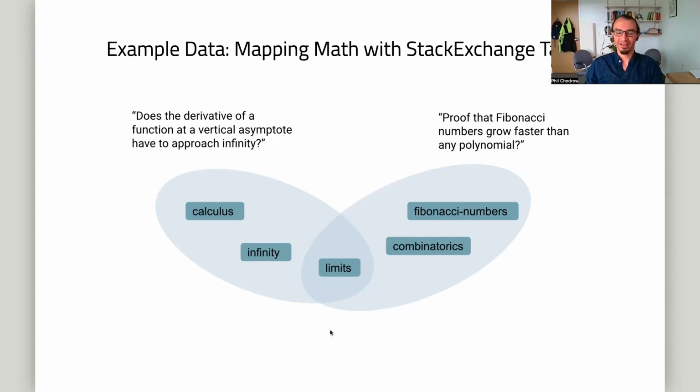So here's an example. Questions on Math Stack Exchange are not always posed in a very mathematically precise way, so I'm trying to replicate that. Maybe here's one question: does the derivative of a function at a vertical asymptote have to approach infinity? That's a question that involves calculus, infinity, and limits. On the other hand, we might have a question: proof that Fibonacci numbers grow faster than any polynomial. That might have the tags Fibonacci numbers, combinatorics, and limits. And so this would be the beginnings of a small hypergraph that we would build up with more questions. This particular data has a couple thousand nodes in it.